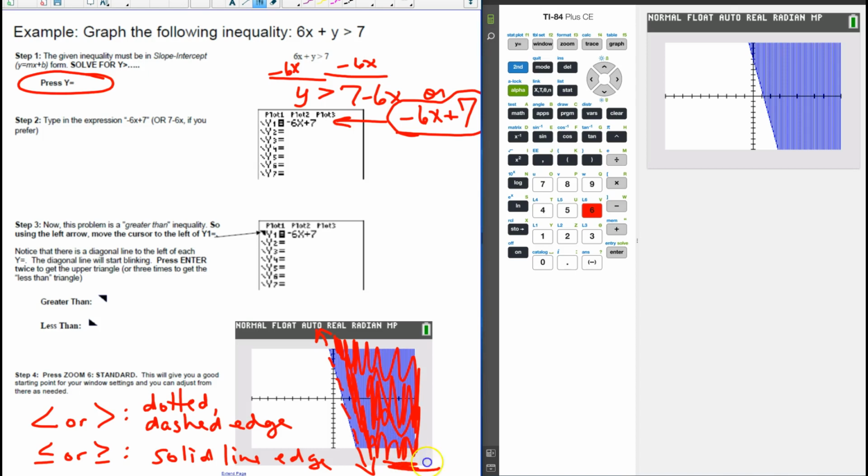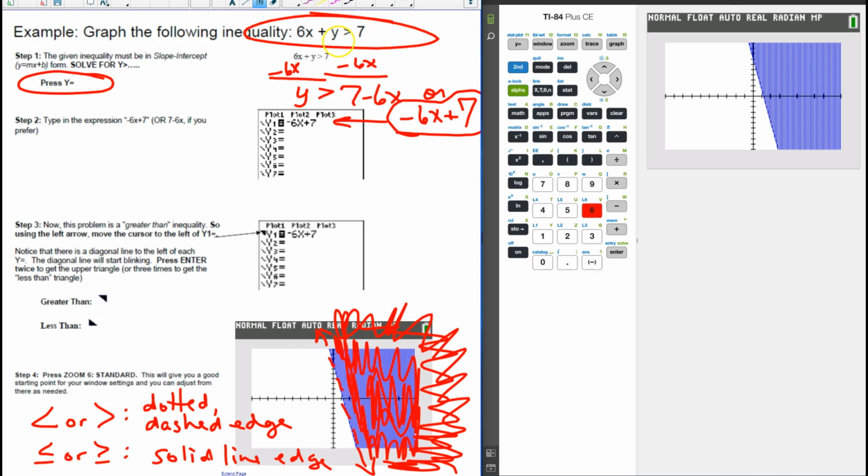And so again, what it means is that all these points, all the way out forever and ever, down, up, and to the right of that dotted line, would have ordered pairs that make 6x plus y be greater than 7. Just that simple.